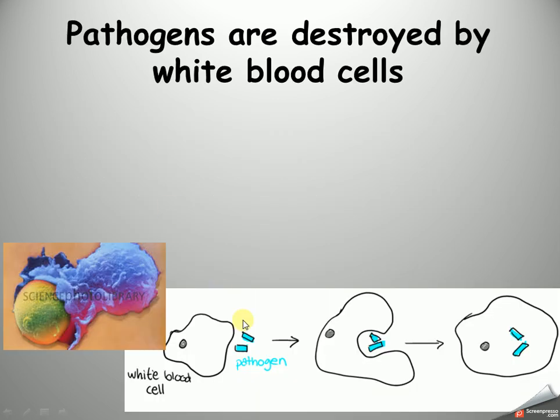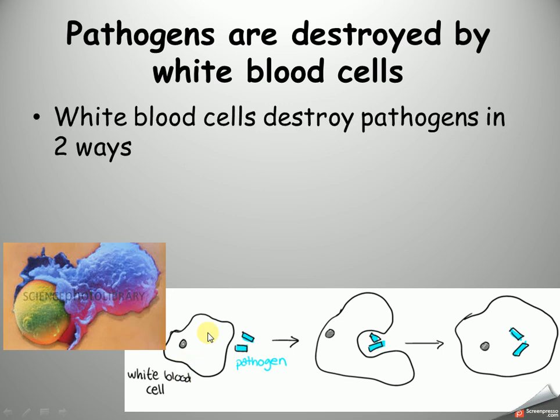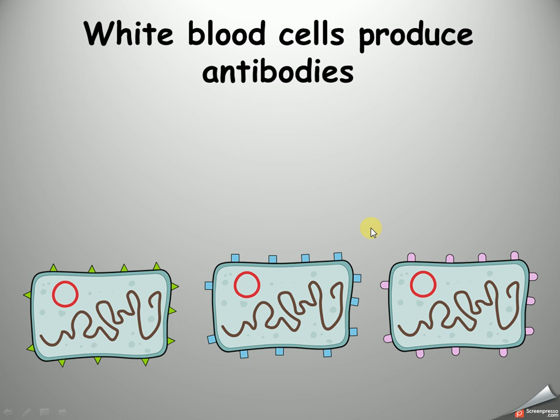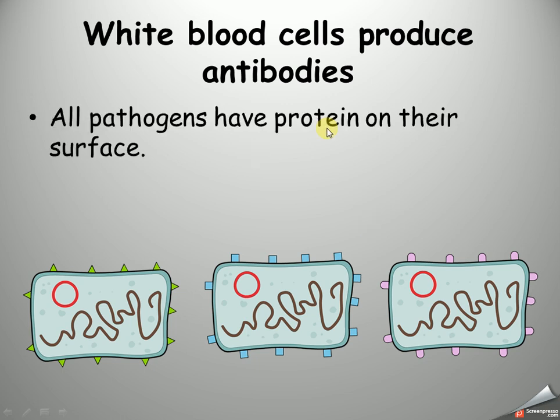Now, this is the first one to remember again. So this is the engulfing bit. Okay, so white blood cells engulf them. You can see that white blood cell, you can see the pathogen, and it's engulfed it, swallowed it. It's got digestive enzymes inside, which obviously eats away at it. Okay, second one is white blood cells produce antibodies.